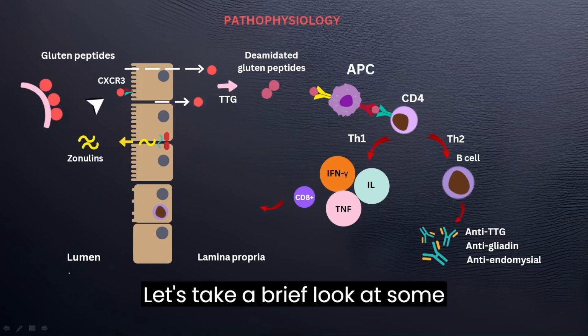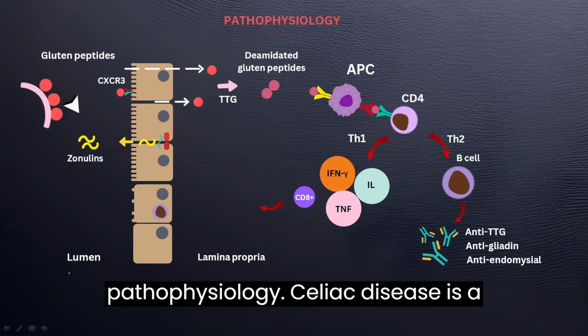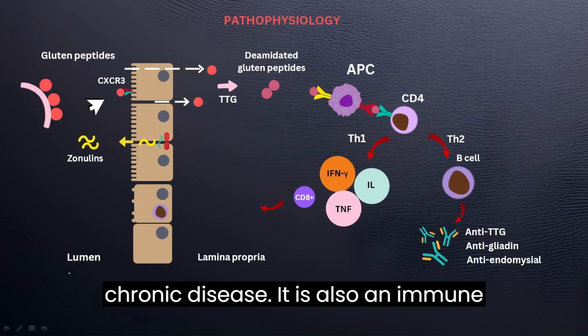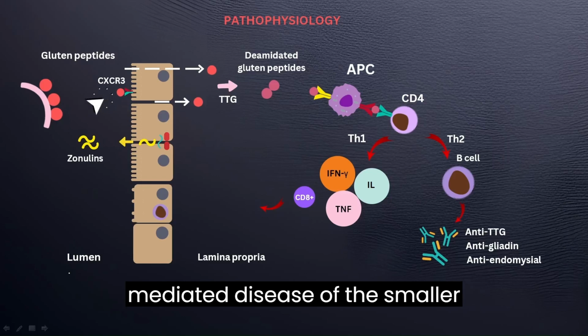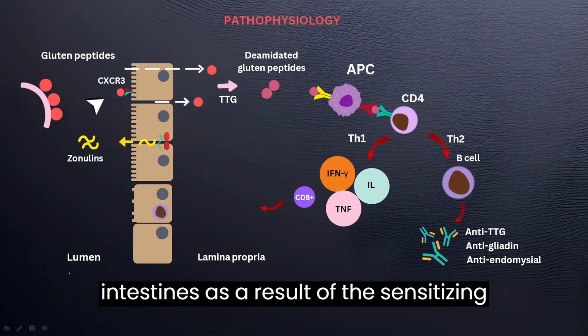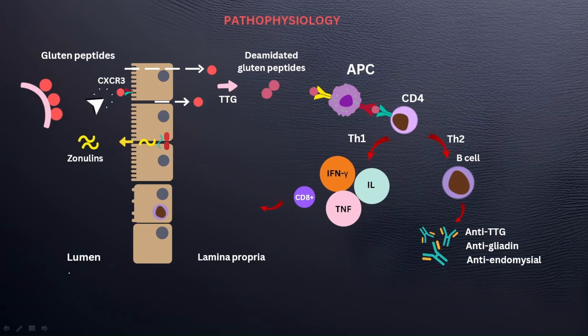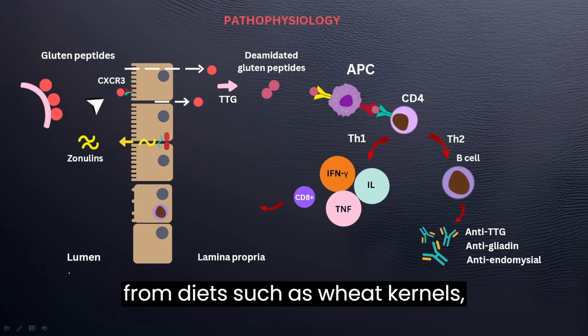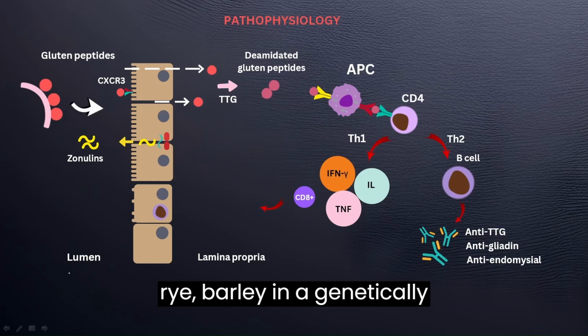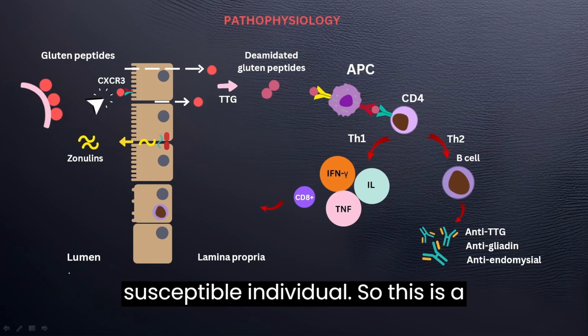Let's take a brief look at some pathophysiology. Celiac disease is a chronic disease. It is also an immune-mediated disease of the small intestine as a result of the sensitizing effect of gluten-derived peptides from diets such as wheat kernels, rye, and barley in a genetically susceptible individual.